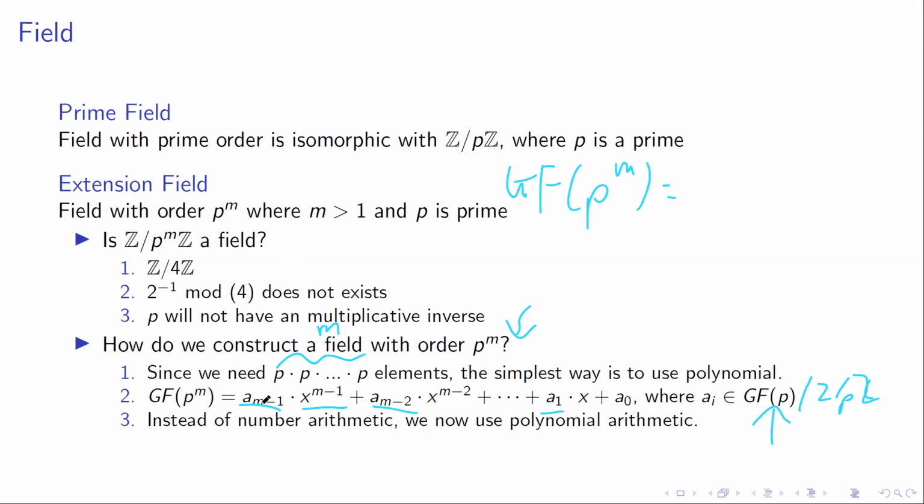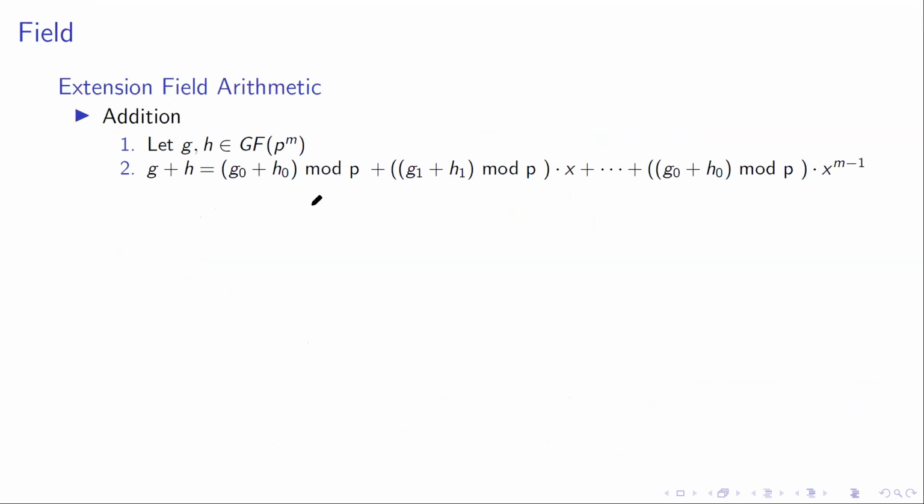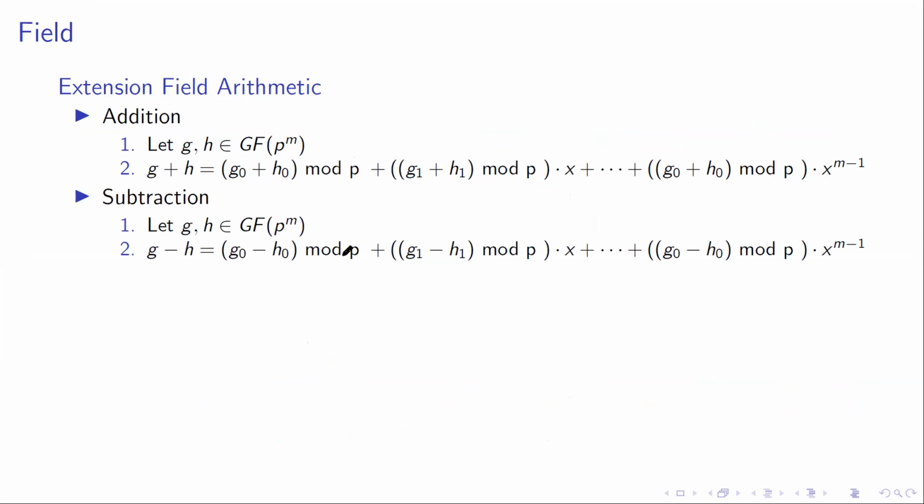But there are also some issues with polynomials, because if we use polynomials, we cannot use number arithmetic anymore. We must use polynomial arithmetic. And what are those polynomial arithmetics? First one, we have the addition. If we have 2 polynomials, how can we add them together? Very easy. We just add every coefficient together modulo P. Similarly, for subtraction, you just do the subtraction for every coefficient.